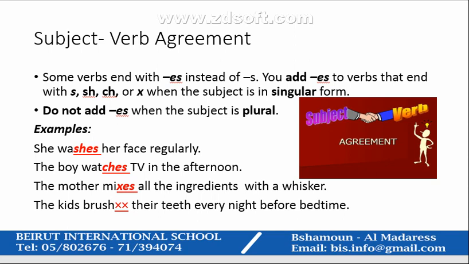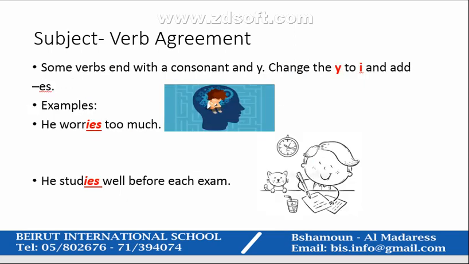Alright, let's move on with the next rule in the subject-verb agreement. Some verbs end with a consonant and Y. So in this case, you change the Y to I and add ES. He worries too much. Worries takes IES because worry ends with Y.